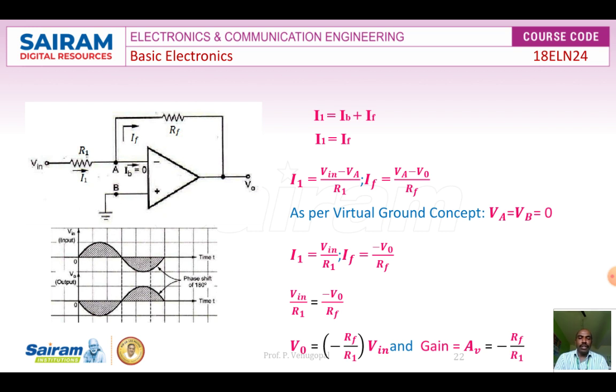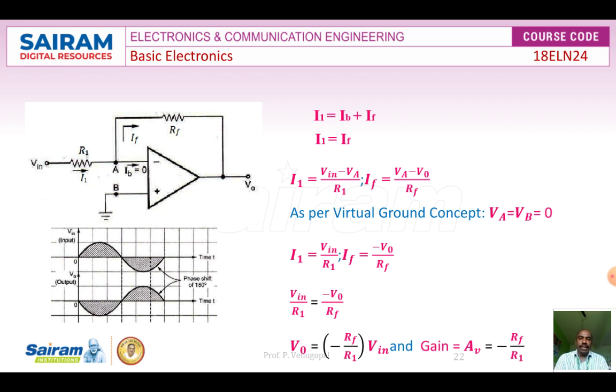Again, as per the virtual ground concept, VA is equal to VB, which is equal to 0. Substitute the VA value in the expression of the feedback current. You will get IF is equal to minus V0 by RF. Now equate these two currents as per the KCL. You will get Vin by R1 is equal to minus V0 divided by RF. From this equation we can evaluate V0. So V0 becomes minus RF divided by R1 into Vin, by applying cross multiplication. This is the expression for the output voltage of an inverting amplifier.